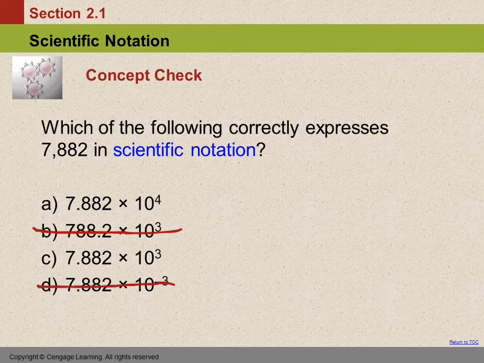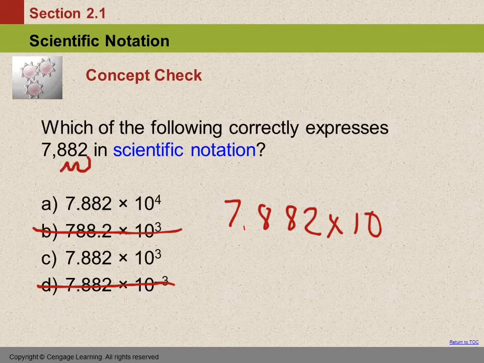Okay, so now let's actually do this and see. It should be 7.882 times 10 to the something. And the decimal point was here. We move it 1, 2, 3 places. So the answer must be C.